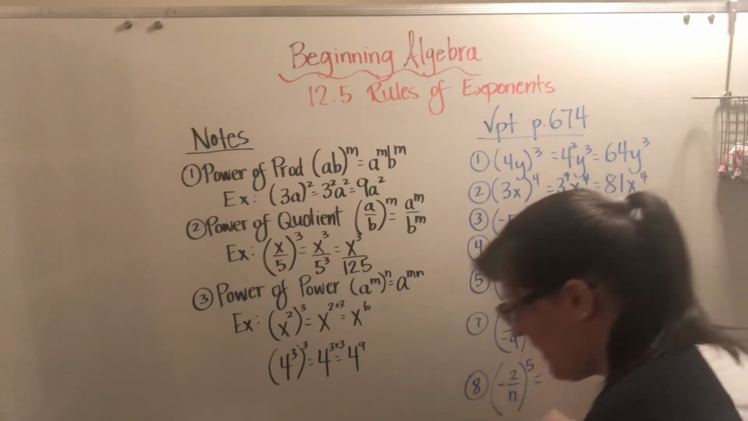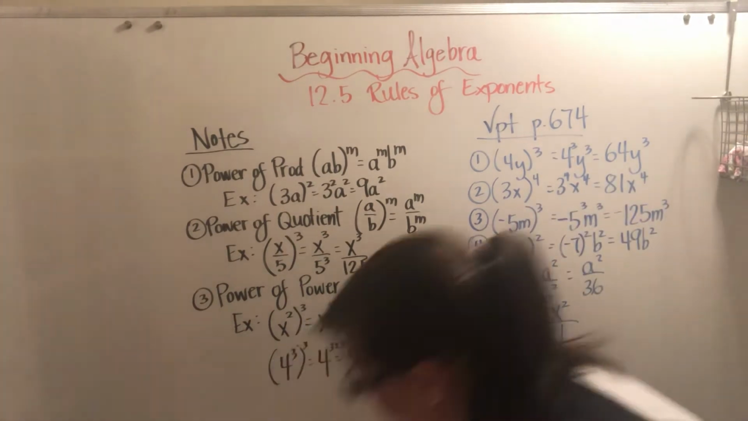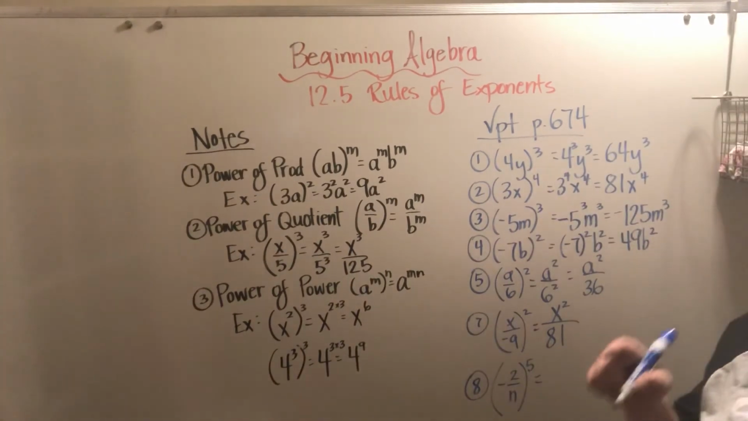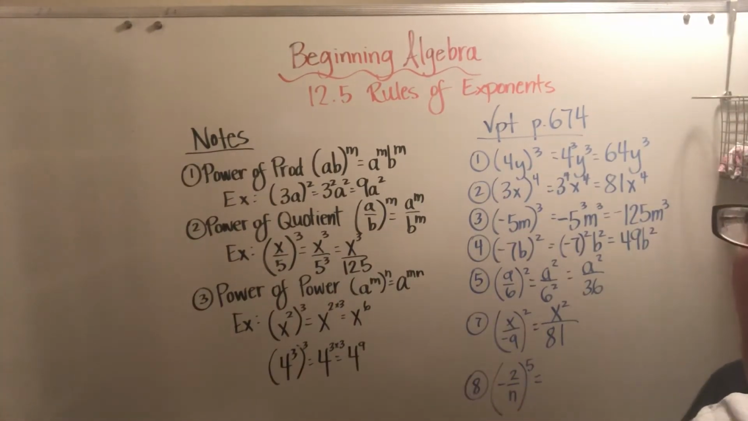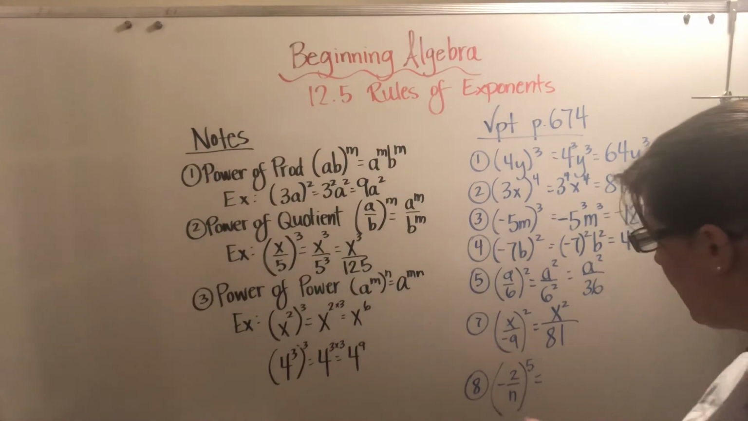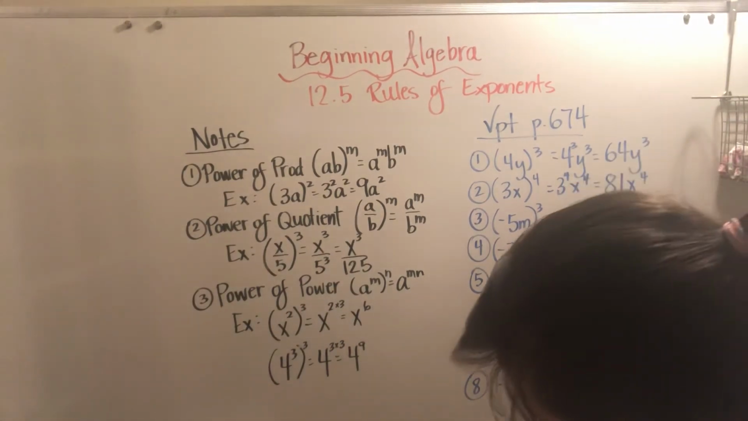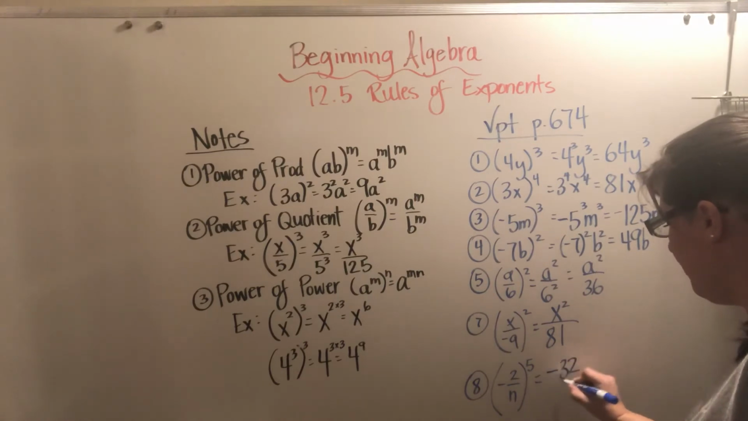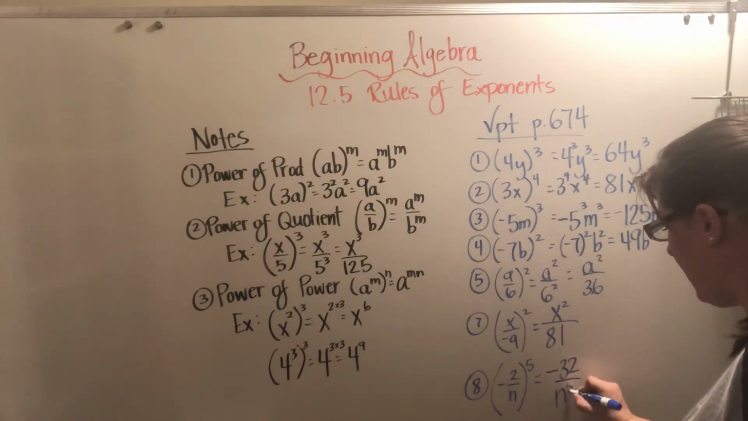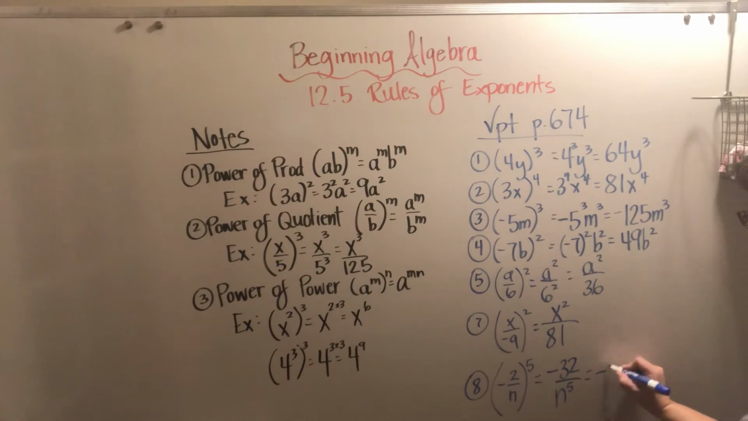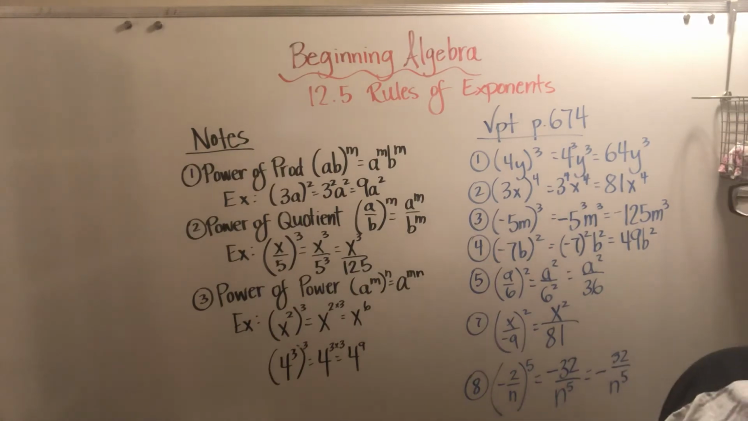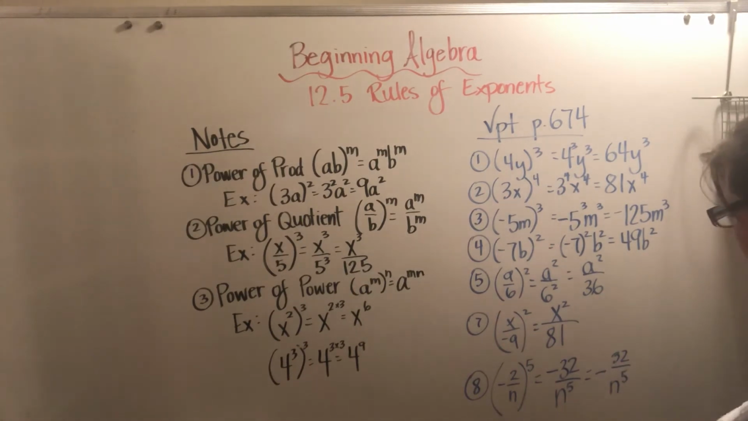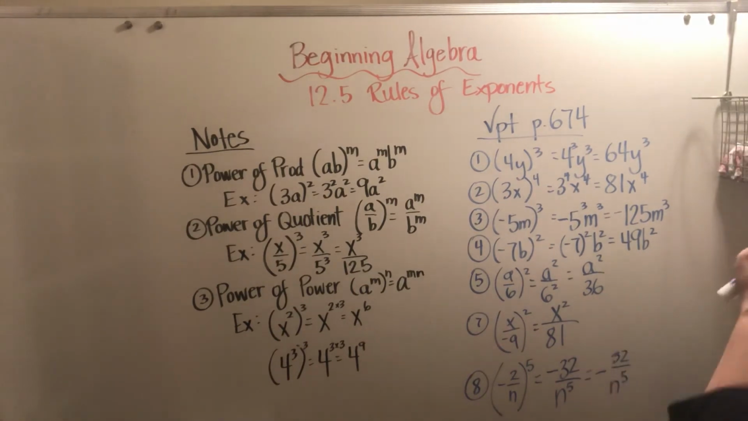Okay, it looks like that, right? Negative 2 to the 5th. Odd exponent means my answer is going to be odd. Okay, so negative 2 times negative 2 times negative 2 is going to give me a negative 32 over n to the 5th. You can write that negative sign out front and your fraction next to it. Either way, negative 32 over n to the 5th.